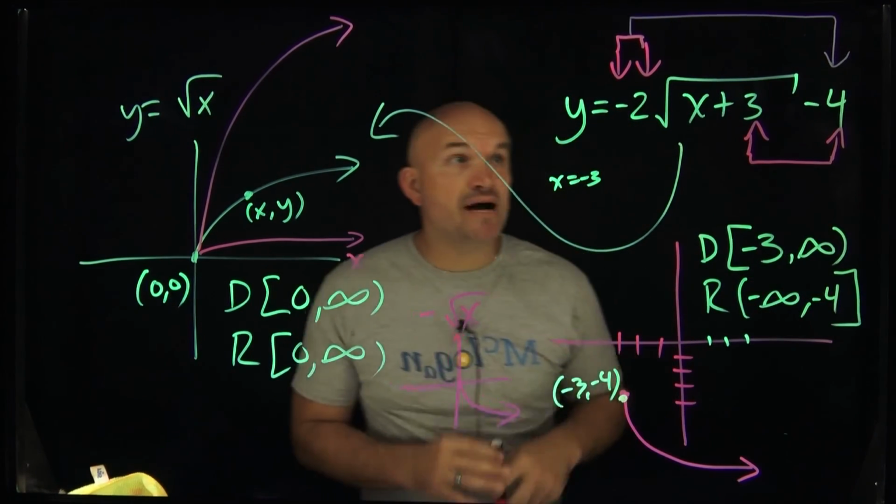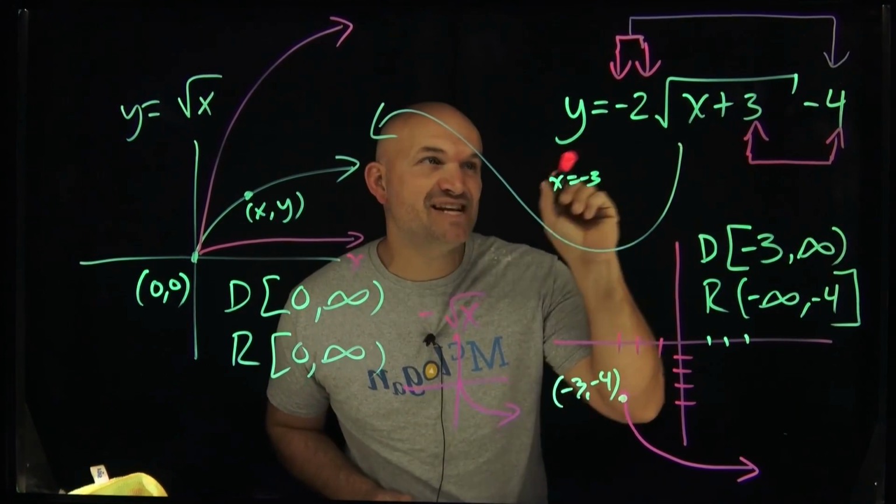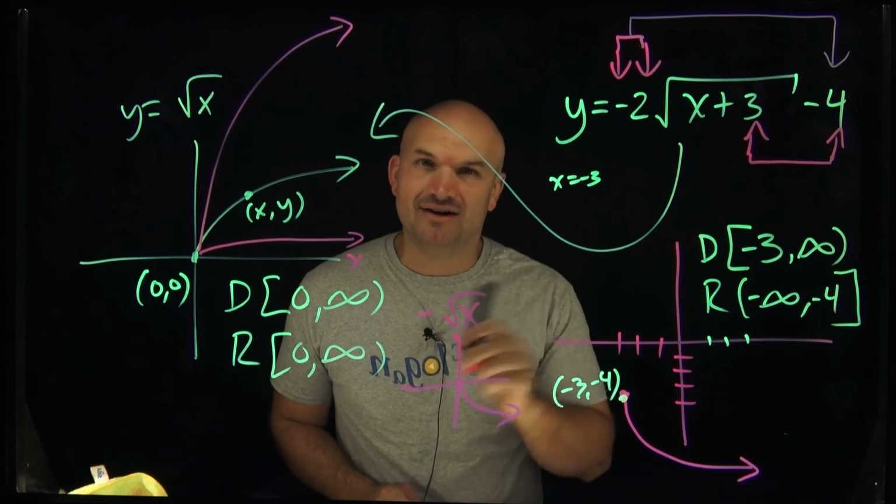Now, I love this problem because we had transformations as well as dilations. But what if we have dilations on the outside as well as on the inside? How does that impact your graph? I'll cover that in the next video.